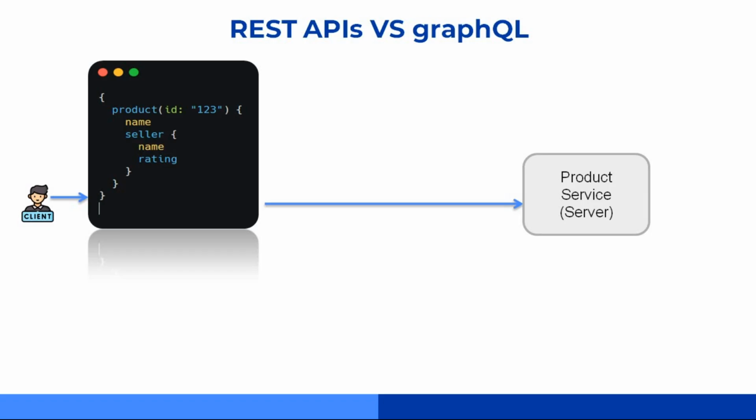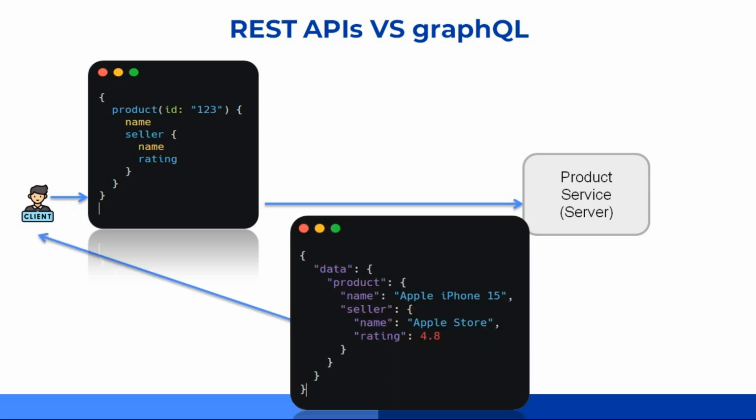For example, let's say we want the product name and along with it the seller's name and rating. In GraphQL, we simply write that in the query. The seller becomes a nested object, and inside it we specify the fields name and rating. It comes back neatly with exactly what we asked for: product name, seller name, and seller rating. And here is the response. With GraphQL, you only need one endpoint to fetch exactly the data you want, even if it's nested or coming from multiple microservices behind the scenes.